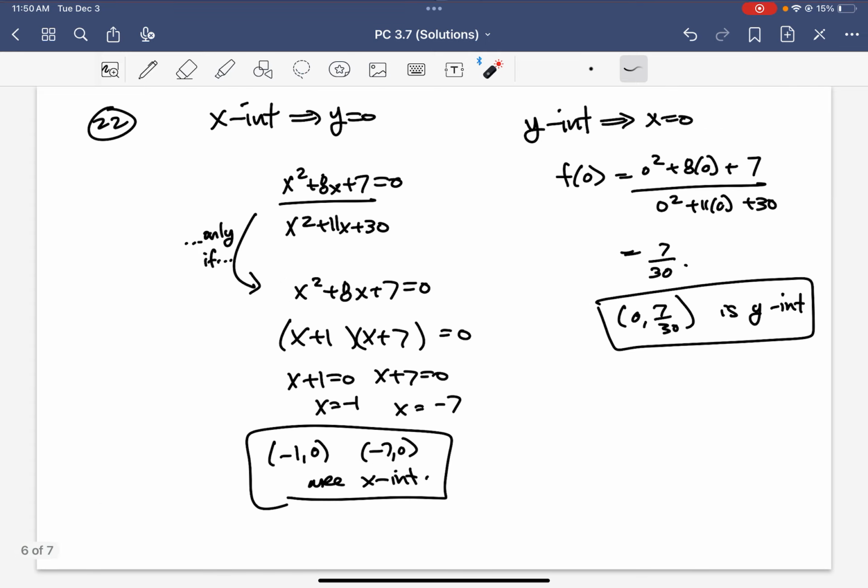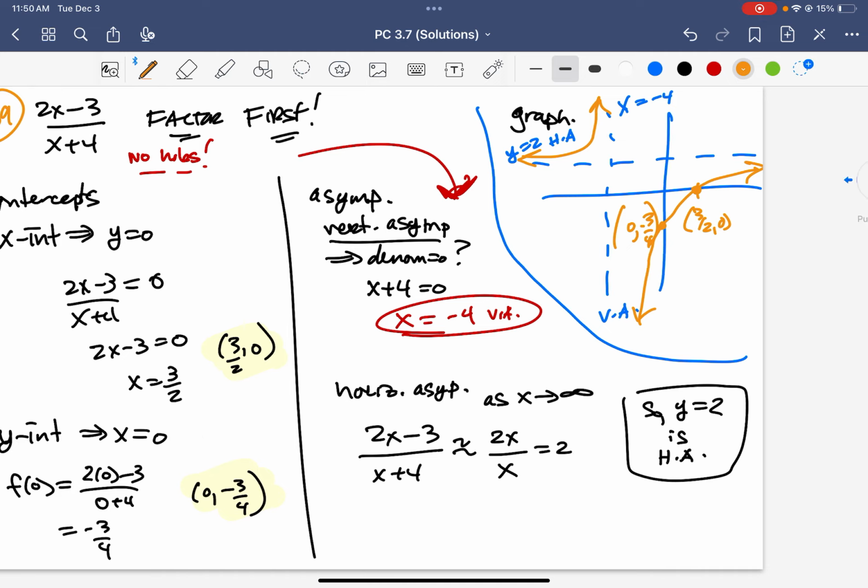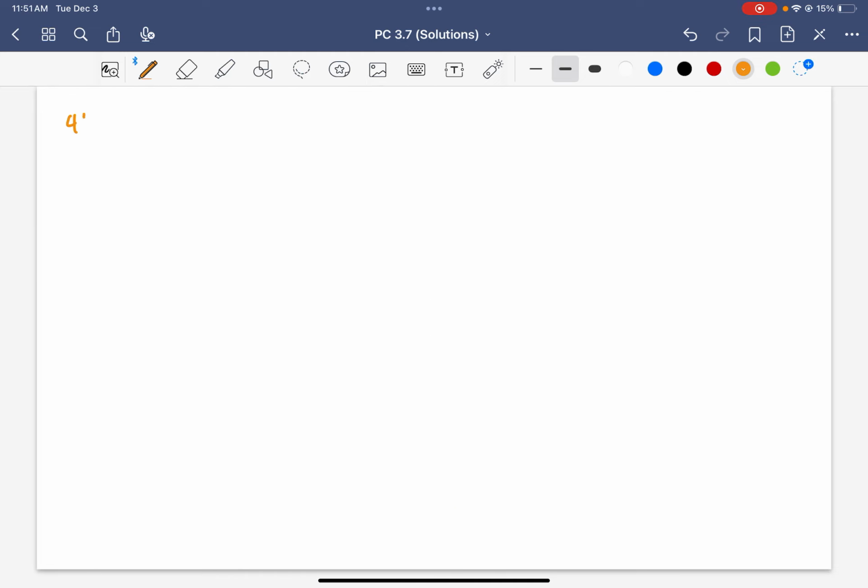So that was number 39. After 39 is 41. So 41 is S of x is equal to 4 over (x minus 2) squared, right?